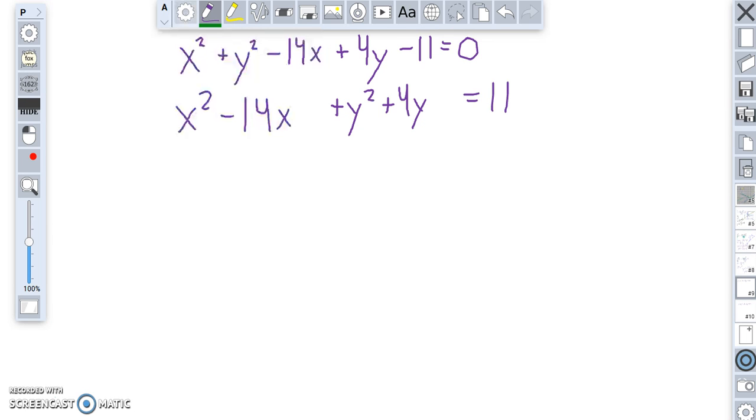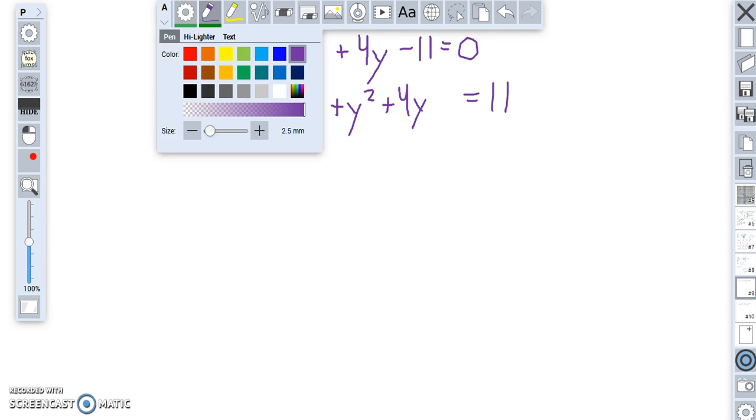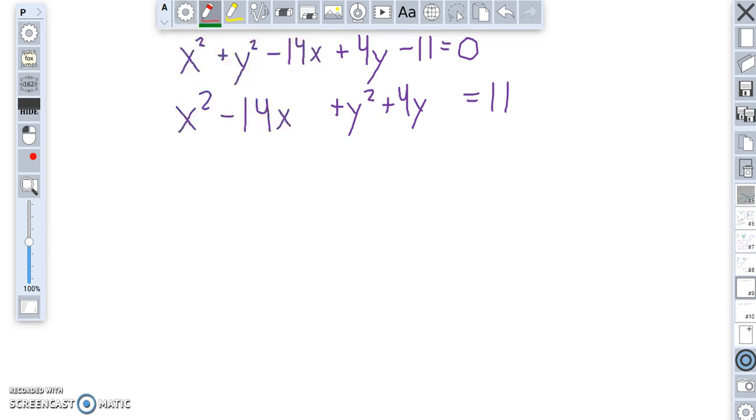Now, I'm going to put in my magic numbers. X squared minus 14x. If I do half of negative 14, that's negative 7. I square it, I get 49. 49 is my magic number, and I add it to both sides, so I didn't change the equality really. Y squared plus 4y. Half of 4 is 2. I square that, I get 4. I'm going to add 4 to both sides.